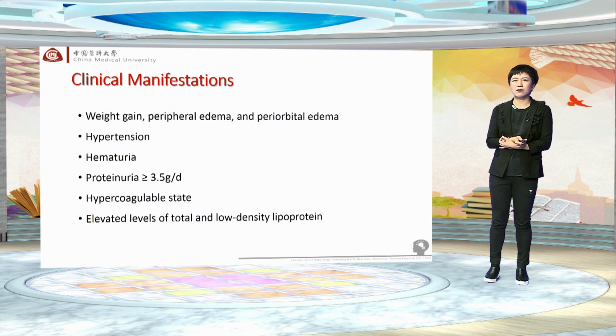Hypertension is common, and varying degrees of hematuria may be present. Proteinuria is more than 3.5 grams per day. Nephrotic patients often have a hypercoagulable state. Patients have increased risk for atherosclerotic complications and have elevated levels of total and low-density lipoprotein.